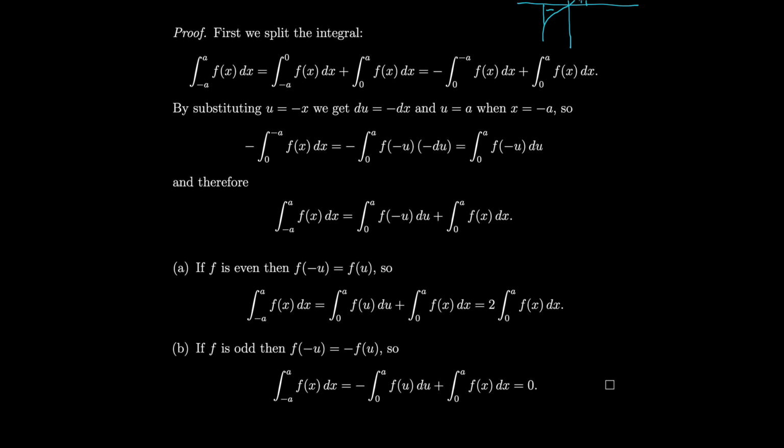In the other case, where f is odd, now you have f of minus u equal to minus f of u. So when you do your integral, you don't get this thing being replaced by f of u du, you get it replaced by minus the integral of f of u du. Again, these integrals are identical. You've got one positive, one negative, so they cancel and leave you with 0.